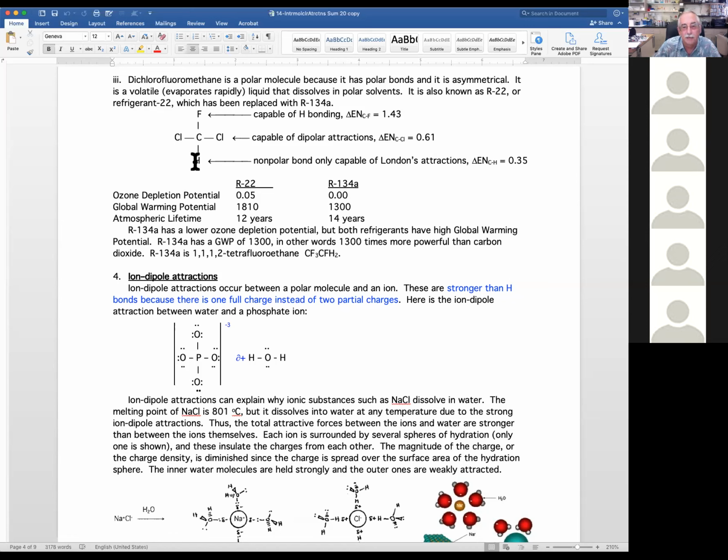Say, for example, can it do hydrogen bonding? Here's the F of one molecule. What do I need in the other molecule? An FH, an OH, or an NH? And it wouldn't be there. So the strongest attractive force between two molecules of R22 is dipolar attractions.